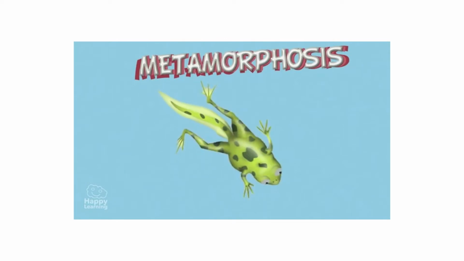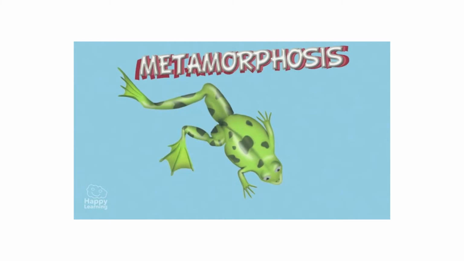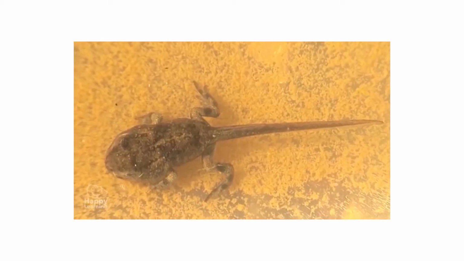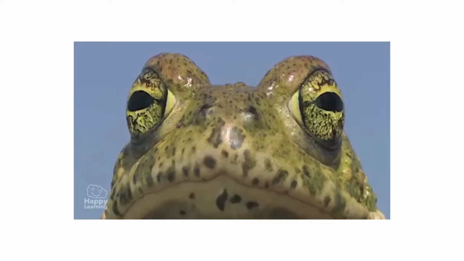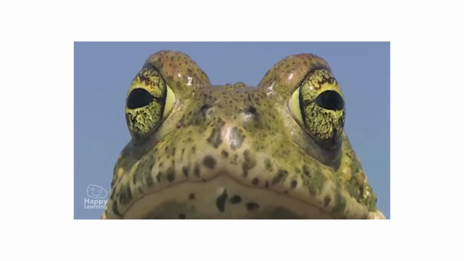During this process, the body of the amphibian changes. Their front and rear legs, their limbs grow, and their heads and their bodies develop, so they finally look like their parents.